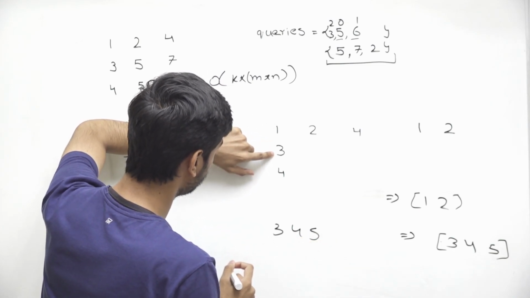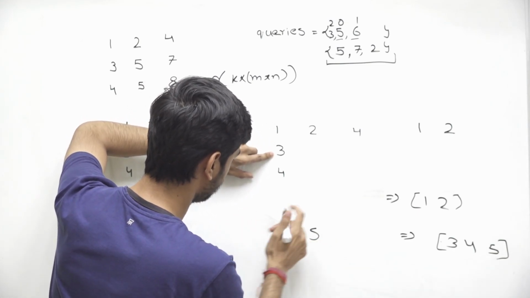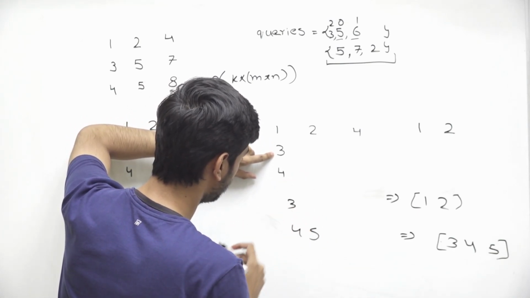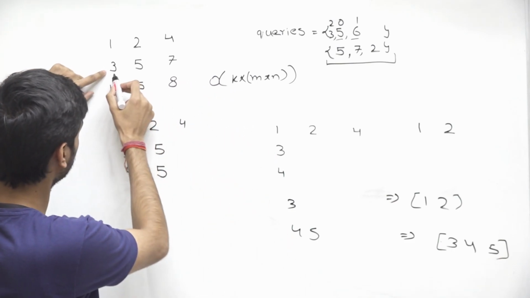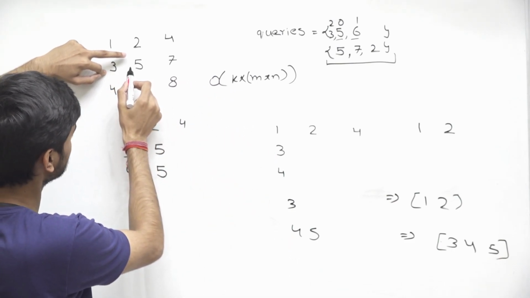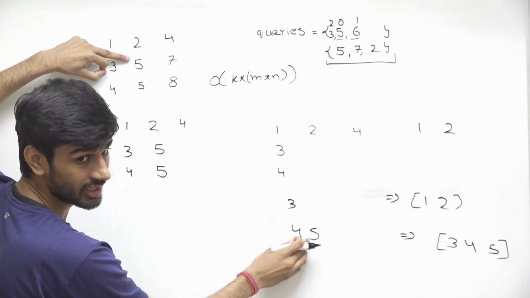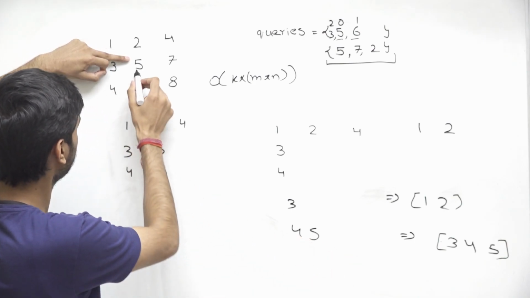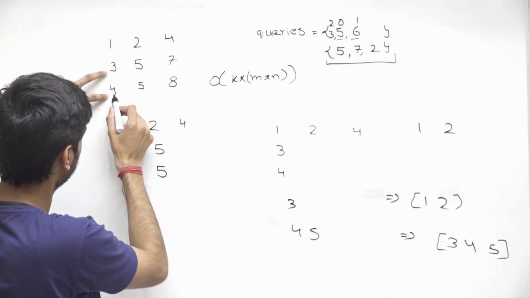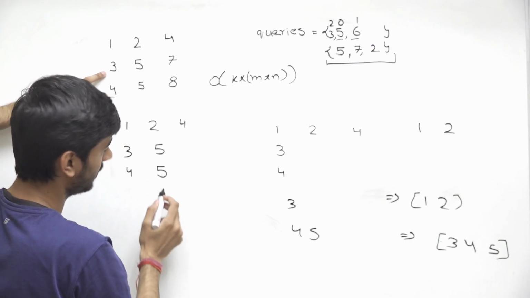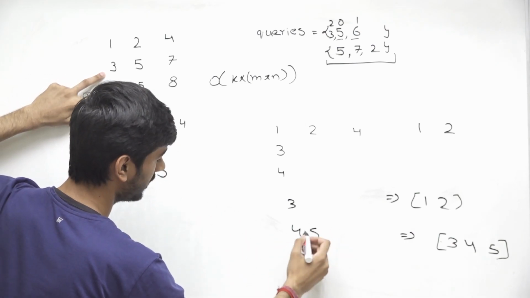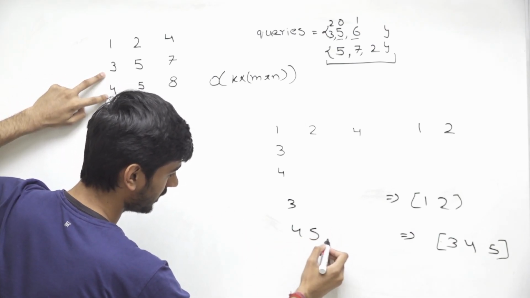Okay. Now for this particular 3, we have already considered this here. Now for this 3, we will try to go to the adjacent cells. This 5 is already present in our queue, so we will not consider this. Now for this adjacent cell, we will put it in our queue.